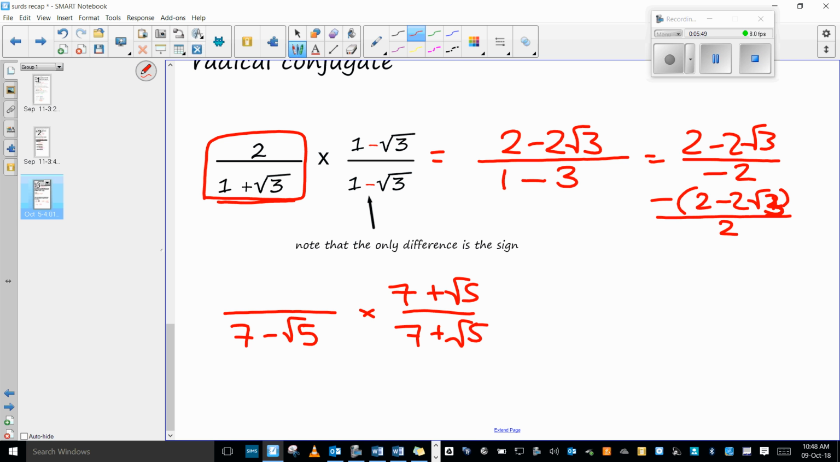Can anyone see anything we might be able to do? Cancel. What do you mean cancel? Because you've got a 2, plus 2 down the bottom, a plus up the top. So then when you expand your brackets, then when you make a line, so that it could be plus 2 root 3. You see what I'm saying?